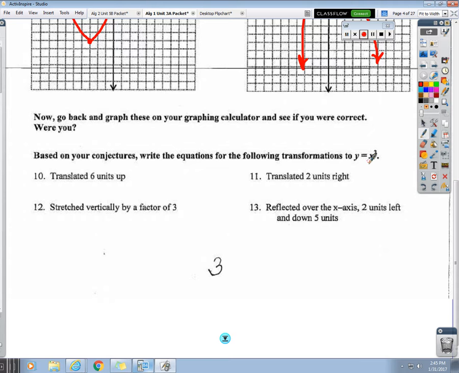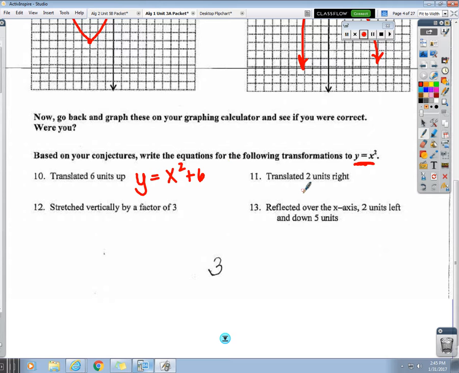Okay, based on your conjectures, write the equations for the following transformations to y equals x squared. So remember, all of them start out like this. All quadratic functions start out y equals x squared. Say you wanted to move your parabola 6 units up, how would you need to show that in the equation? X squared plus 6. That plus 6 would move it up 6, right?